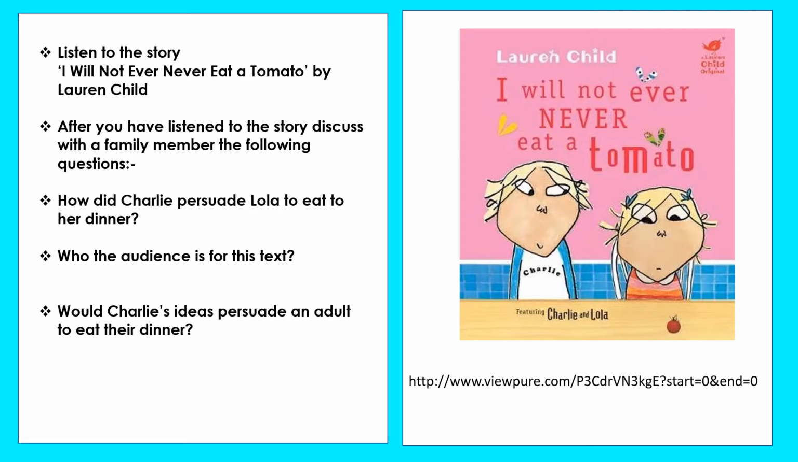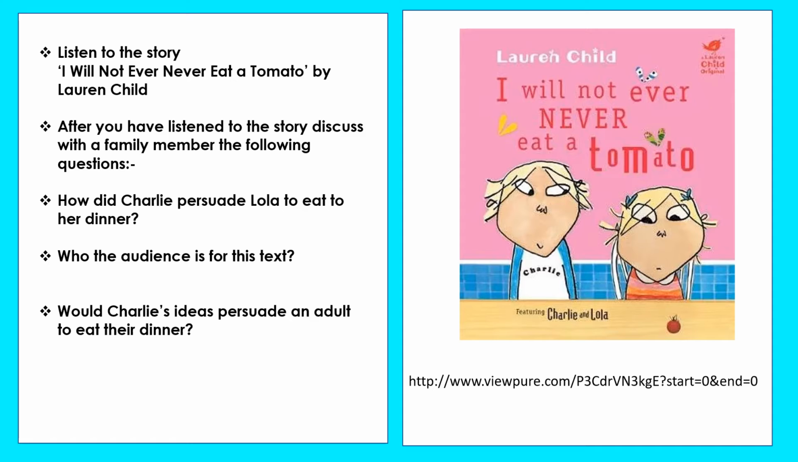The story we're going to listen to this week is I Will Not Ever, Never Eat a Tomato by Lauren Child. It's one of my favourite books, and it's a really good example of a persuasive text. So if you're with a family member, you can stop and listen to it together, or just go and listen to it by yourself. And then I'm going to come back and I want to ask you some questions about the story.